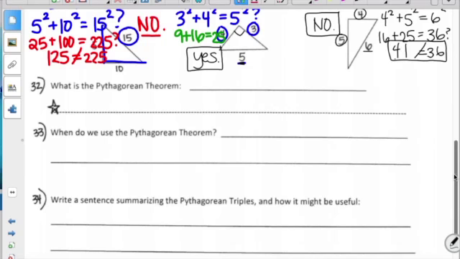Make sure you complete all of the extra questions we didn't finish before you turn it in. You can always turn it in on Friday after you take your test.